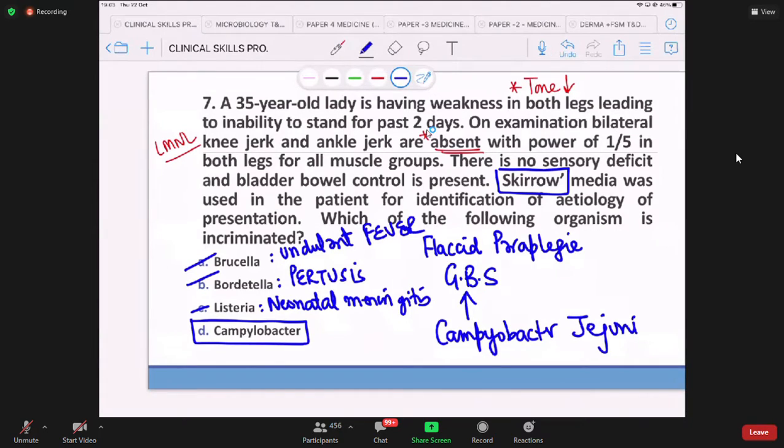So even if you are not aware of the scleroderma media fact, even if you're not aware of, per se, the term Guillain-Barré syndrome, you can just solve this question by the fact that Brucella causes undulant fever. No fever is given, there is no cough given in the question, and there is no neonate being mentioned here. So by exclusion also, you can still work out the answer to this question.